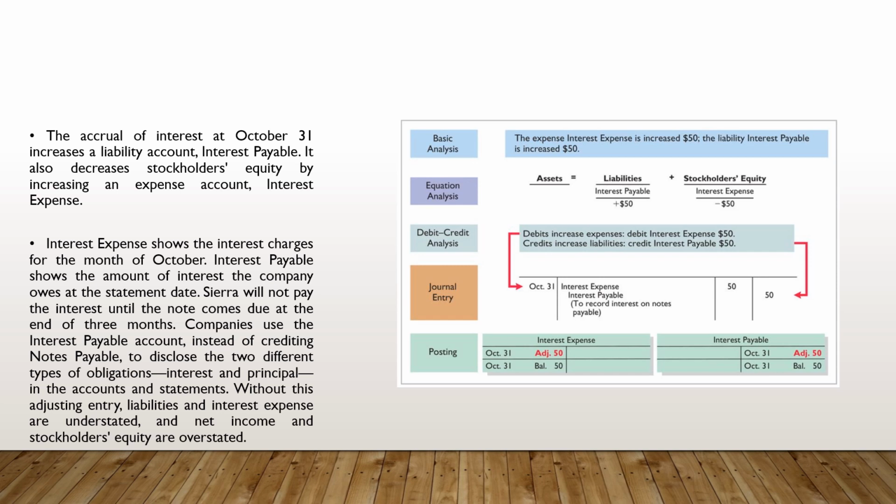So Sierra will not pay interest until the note comes due at the end of 3 months. And the company uses the interest payable account instead of crediting notes payable to disclose the 2 different types of obligation, the interest and the principal, in the accounts and statements. Okay, so without this adjusting entry, liabilities and interest expense are understated, and net income will be overstated, okay, for equity.